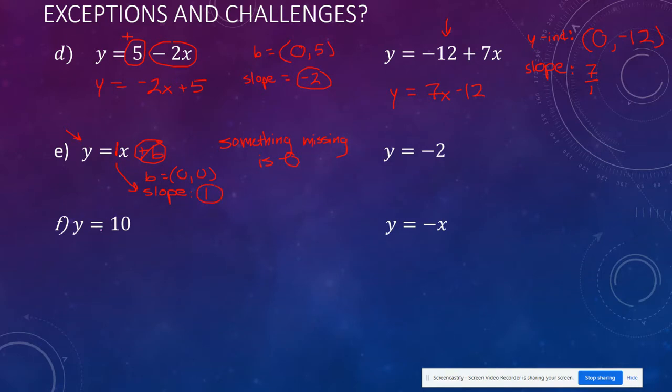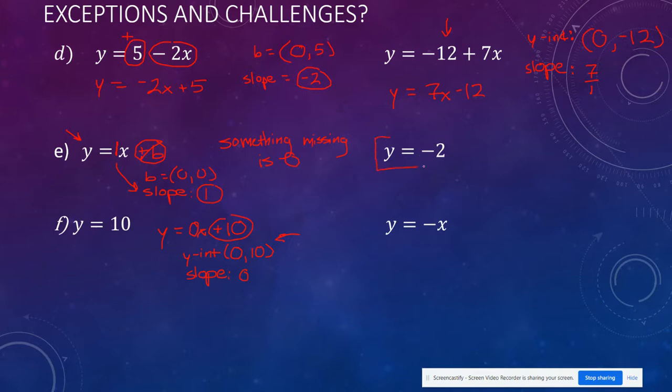All right, next. What if something else is missing? Here I've got y equals 10, but I've got no mx. Mx is the important part, so whatever is missing is 0, so 0x plus 10. So what is my y-intercept? The y-intercept is at 0, 10. And my slope is 0. Okay. That line would probably be 0 fun to graph.